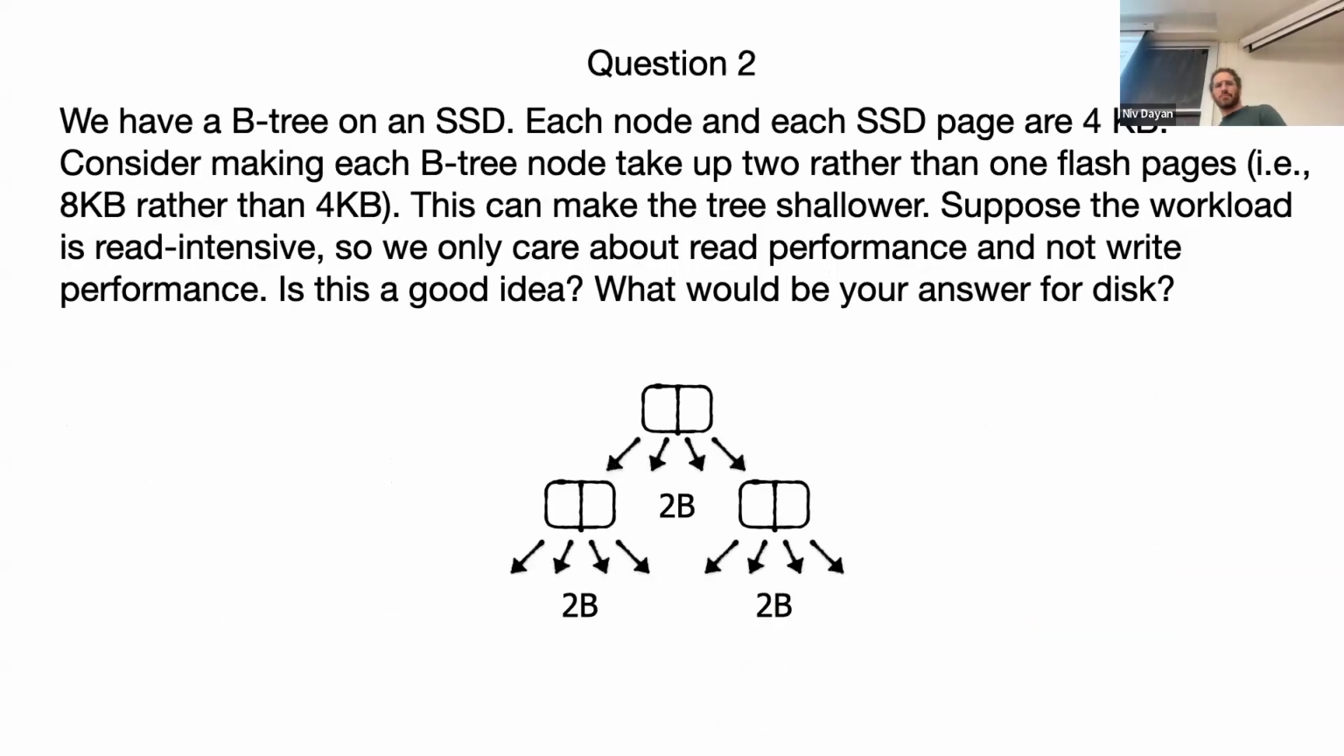Okay, second question. Suppose we have a B tree on an SSD, and each node in each SSD page is just 4 kilobytes. And let's suppose that the B tree pages are perfectly aligned with SSD pages. Here's the question. You're asked to consider what would happen if instead of setting every B tree node to 4 kilobytes, so 1 page of the SSD, we actually set each B tree node to two SSD pages.